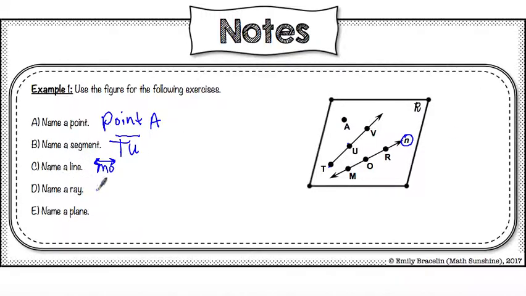How about part D? It says name a ray. Okay, I see a few rays. I see UV starting at U and going forever in that direction, or TV, T, and going forever in that direction. So I'm going to say I see ray TV, and remember it has a ray symbol on top. It's a straight line with an arrow on one side. And then the last question is name a plane. I could name this plane, looks like a script R, or I could call it plane TUV. There's a zillion different ways to name this, plane TUV.